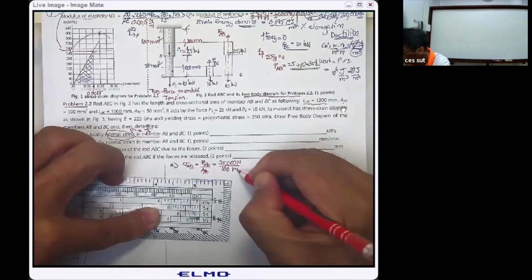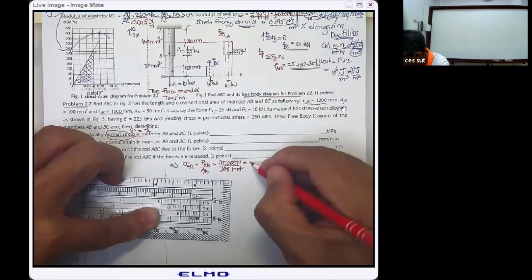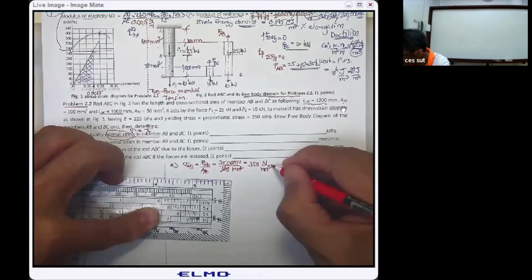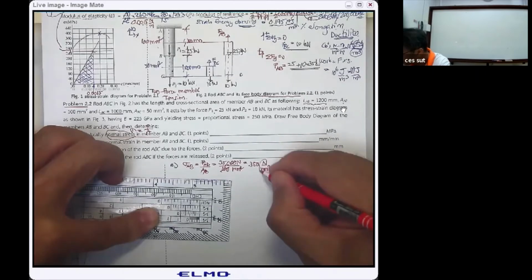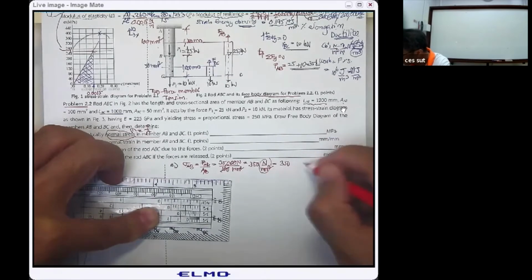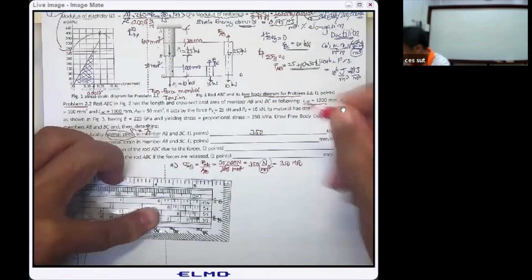So this cut, you get the result of 350 Newton per square millimeter. And if you notice, the Newton per square millimeter is equal to the megapascal. So the answer is going to be 350 for the member AB.